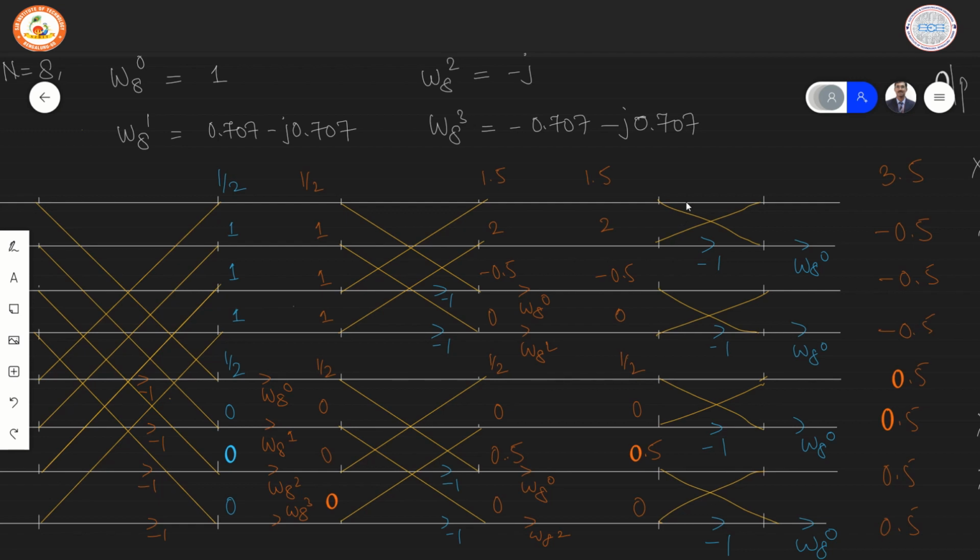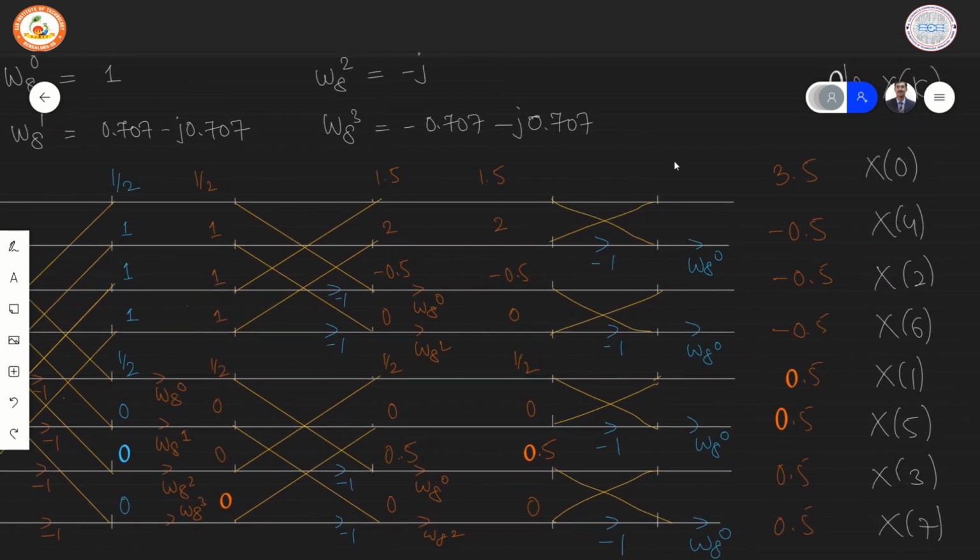The final stage has the smallest butterfly. Again we perform addition and subtraction operations and we get the final result as 3.5, minus 0.5, minus 0.5, minus 0.5, 0.5, 0.5, 0.5 and 0.5. Now we know that when the input is applied in a sequential manner, the index of the output is in bit reverse fashion. Therefore, we have the answers corresponding to x of 0, x of 4, x of 2, x of 6, x of 1, x of 5, x of 3 and x of 7.